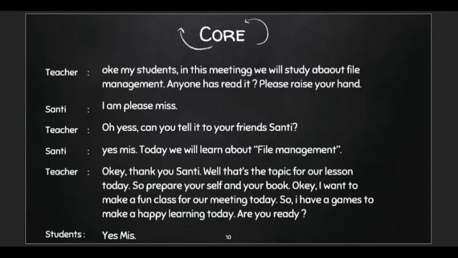Okay, teacher. Okay, my students. In this meeting, we will study file management. Has anyone read it? Please raise your hand. Permission, Miss. Oh yes, can you tell it to your friend Santi? Yes, Miss. Today we will learn about file management. Okay, thank you, Santi. Well, that's the topic for our lesson today. So prepare yourself and your book. Okay, I want to make a fun class for our meeting today, so I have a game to make happy learning today. Are you ready? Yes, Miss.